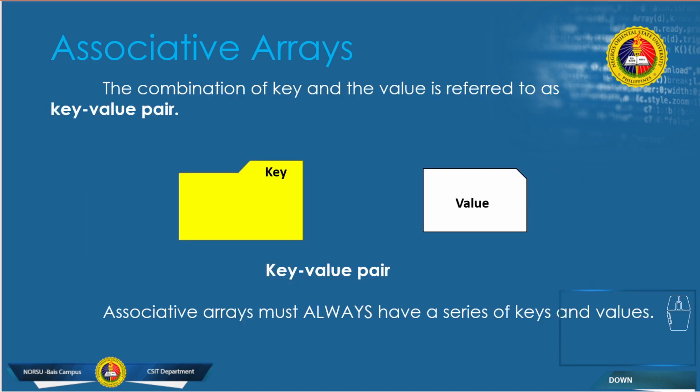So the combination of key and value is referred to as a key-value pair. So we have here key and value, and then together they are called key-value pair. Associative arrays must always have a series of keys and values. So this is really important to understand that in associative arrays, there should always be a key and a value. Sa gaina, atong ginabuhat sa index array, we just write the value right away, di ba? But in associative arrays, they should always have a series of keys and values.